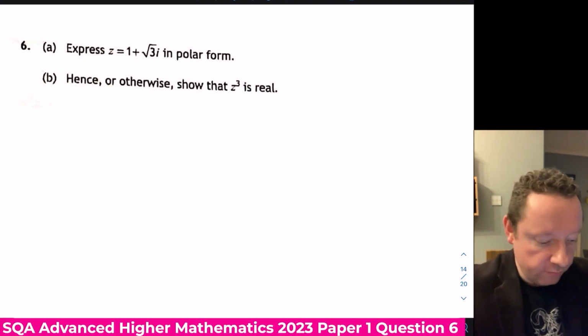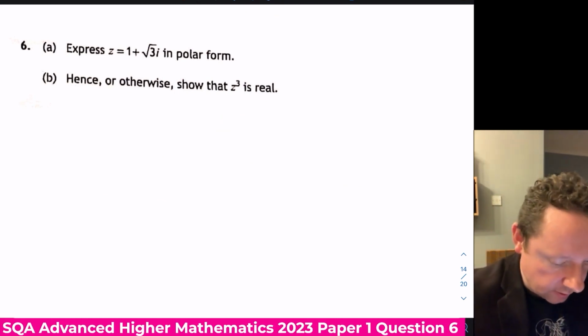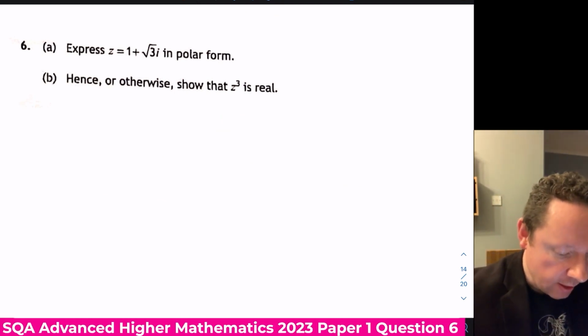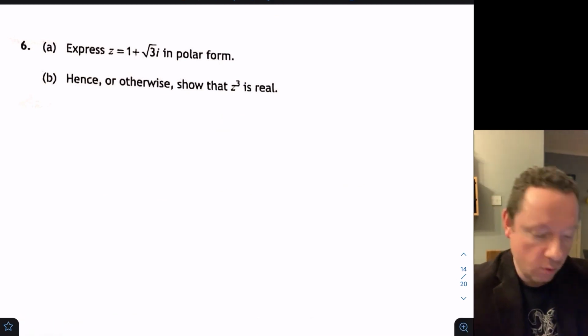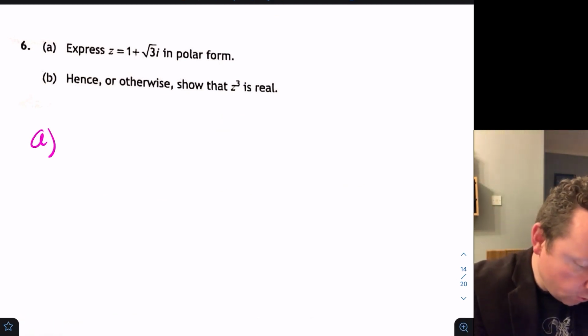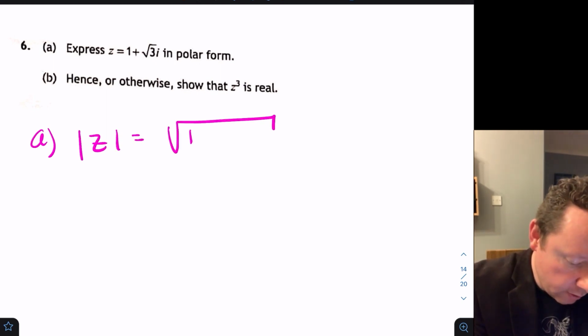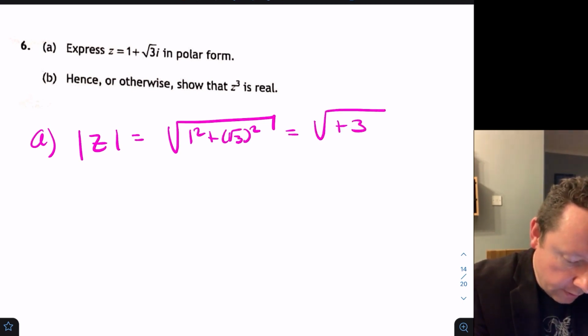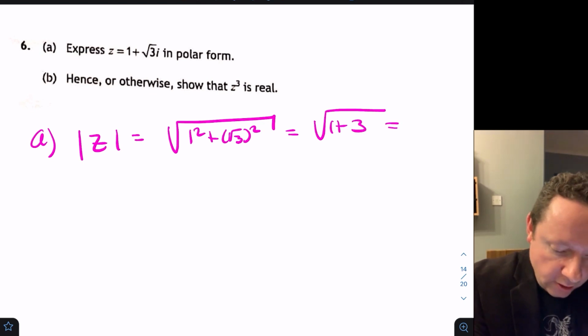Maths 2023, paper 1, question 6. Express z equals 1 plus root 3 i in polar form. Quite standard stuff this. We need the modulus of z, which is a bit like Pythagoras, I suppose. You've got 1 squared plus root 3 squared, square rooted. That's 1 plus 3. I'll just go straight to 2, shall we?